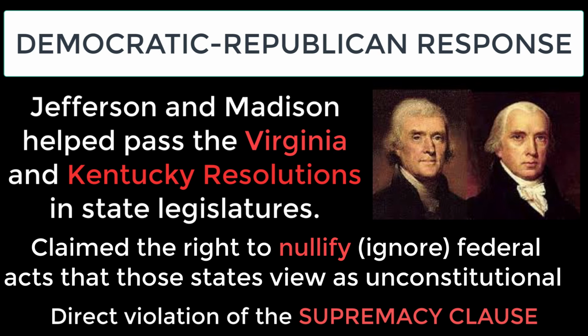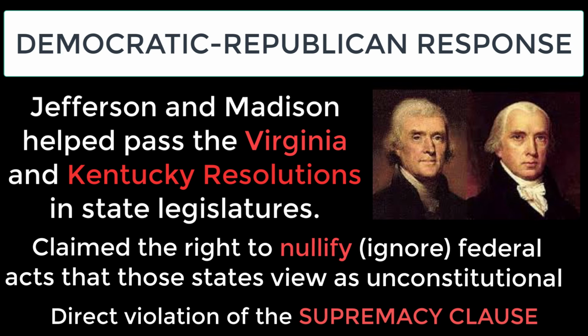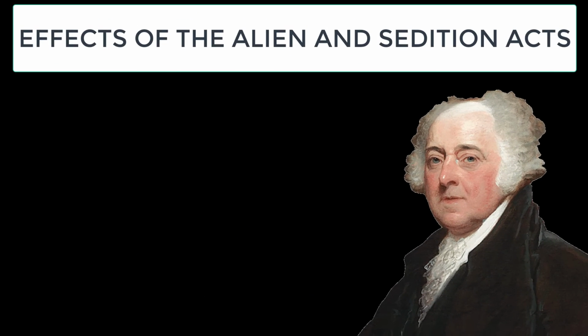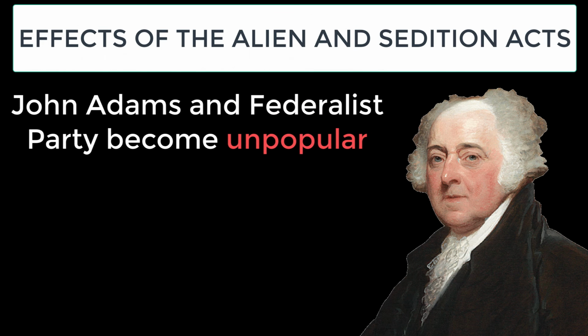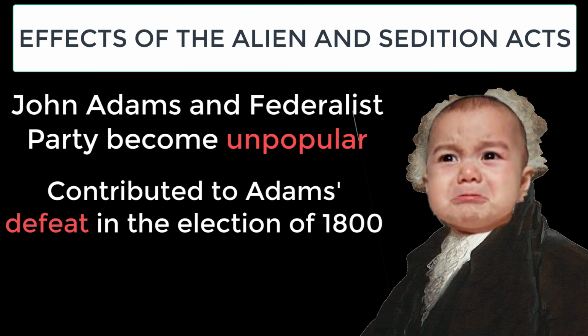Fortunately for these individuals in charge at this point in time, both of these laws expired shortly after they were made, which means there was no constitutional crisis in the long run. In terms of long-standing effects of the Alien and Sedition Acts, John Adams and the Federalists became wildly unpopular in the political sphere, and this heavily contributed to John Adams' defeat in the election of 1800.